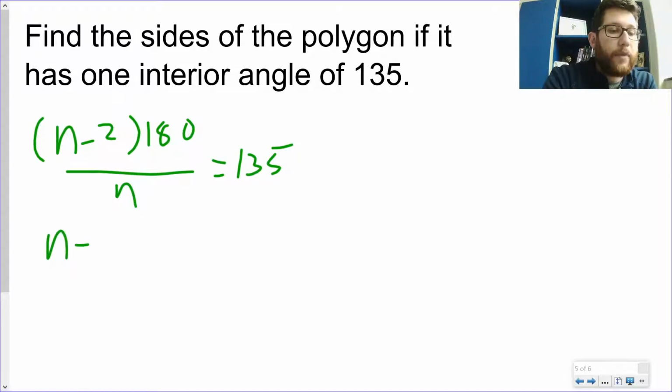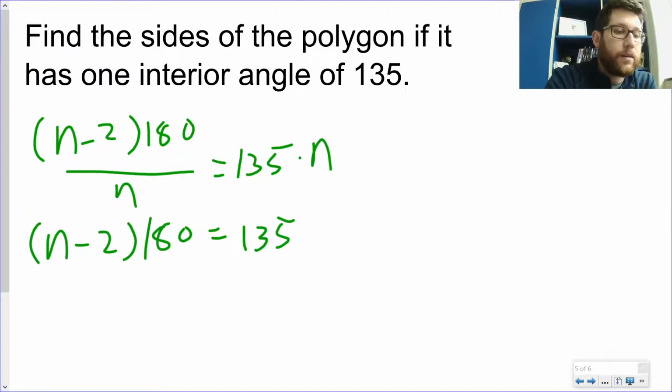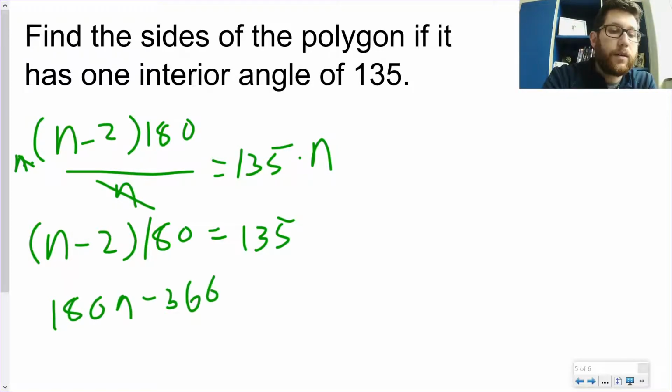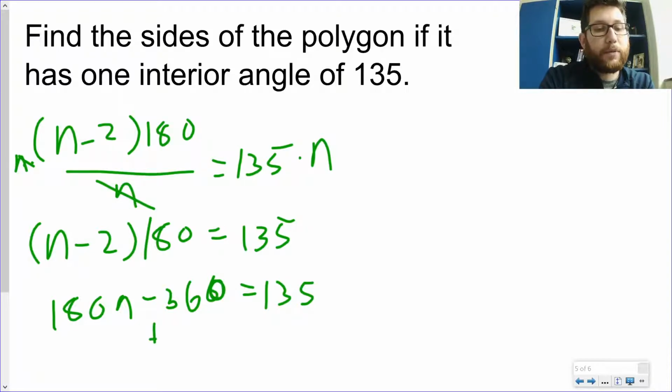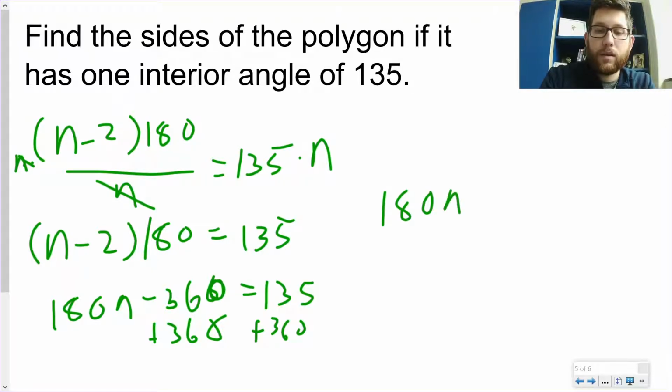I could say, okay, (n minus 2) times 180 is equal to 135n, because I multiply both sides by n, and these cancel out. And then I could distribute. I get 180n minus 360 is equal to 135. That's a 360 there. This is a lot. Plus 360 on both sides. So then I get 180n is equal to 495.